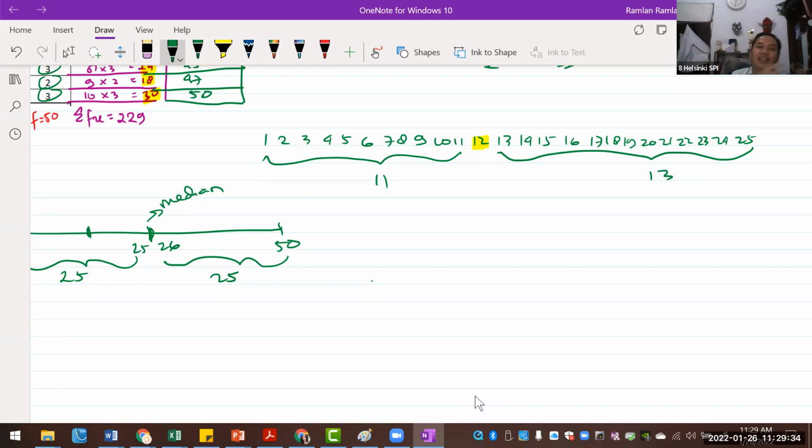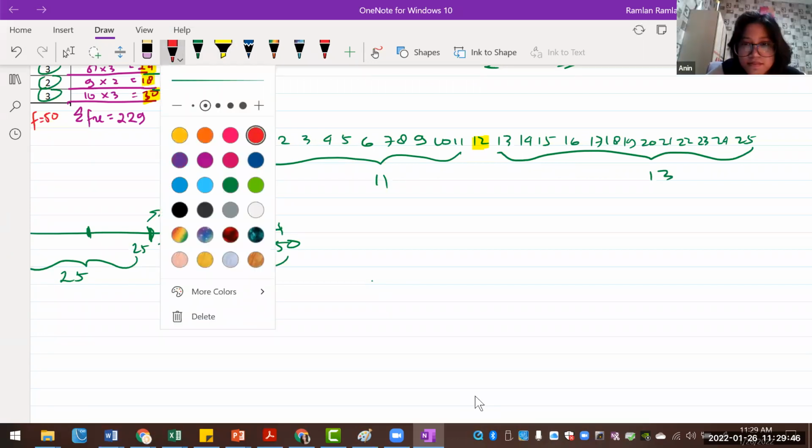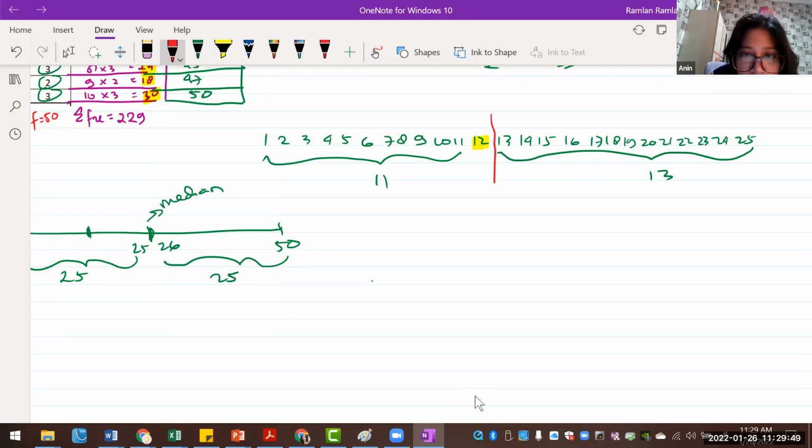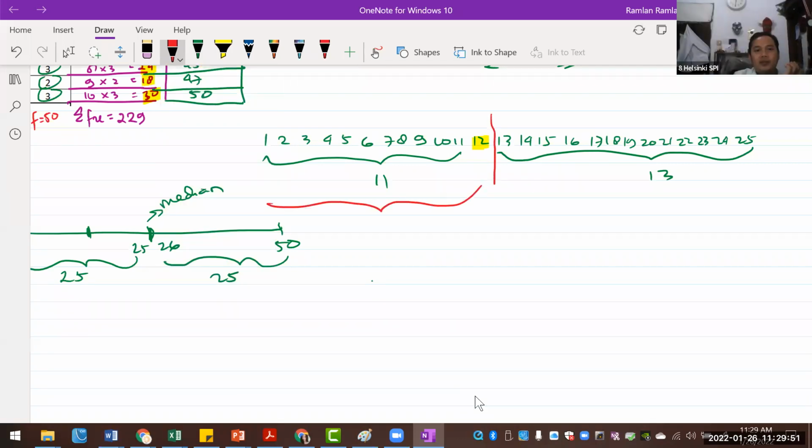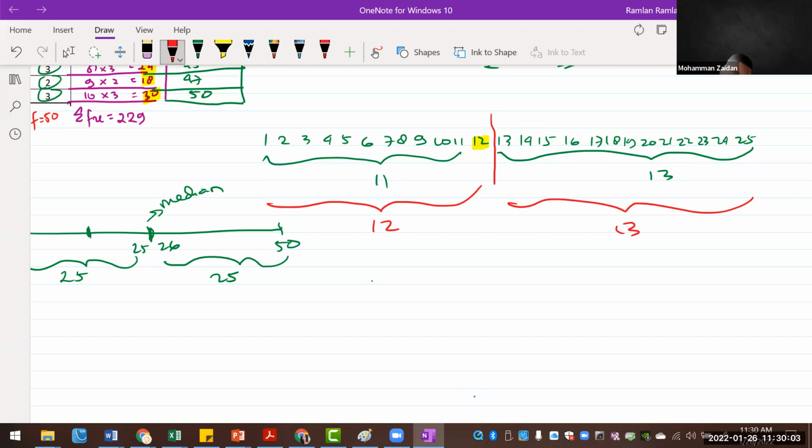Berarti gimana dong, Min? Apakah tetap 12 tengah-tengahnya? In the middle of 12 and 13. So if we take in the middle, okay. Kalau kita ambil in the middle here, so it means that we will get 12 data on the left side, but we still have 13 data on the right side. Zaidan, silakan. 13, Pak. 13, kenapa 13 bukan 12 atau tengah-tengah? Karena dua-duanya punya 12 angka sendiri-sendiri.